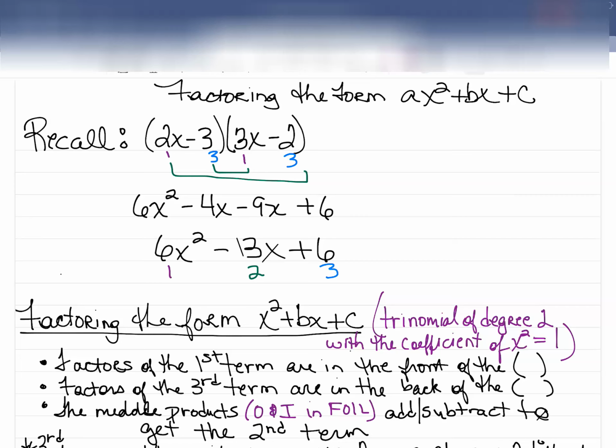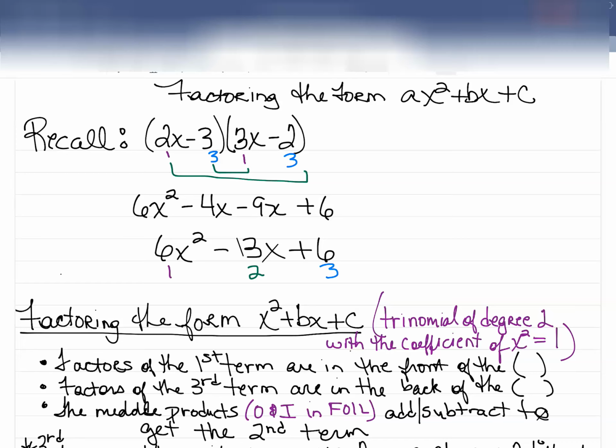Now we're going to look at factoring the form ax squared plus bx plus c. So what's different from this one and the previous one is that now in front of that first term, you have a coefficient that's something other than 1. So just like on the last one, we're going to do our little quick recall.